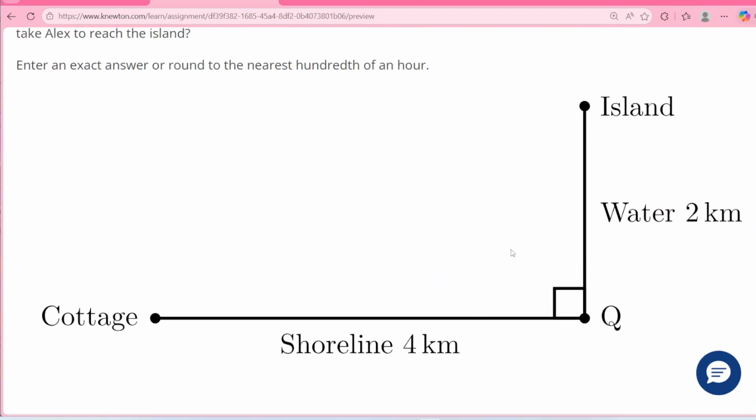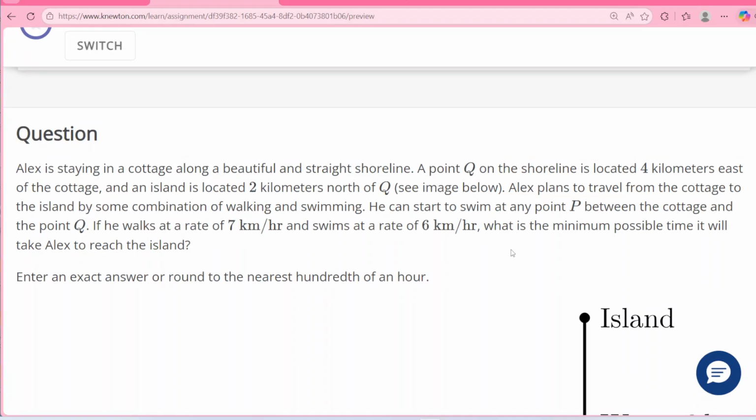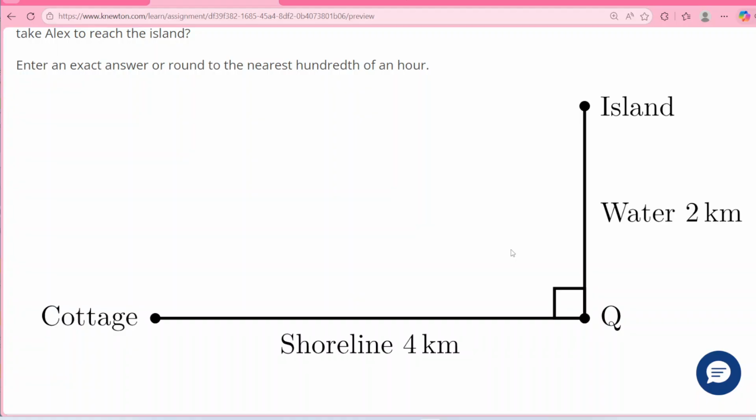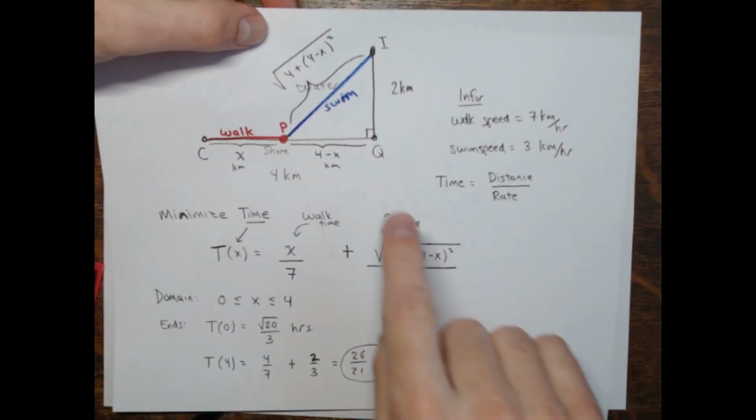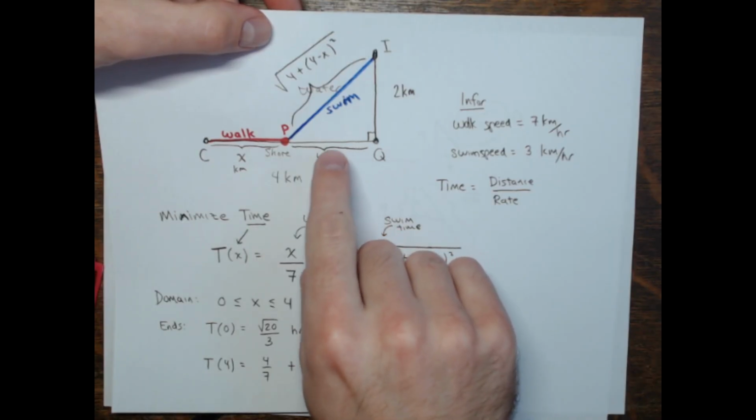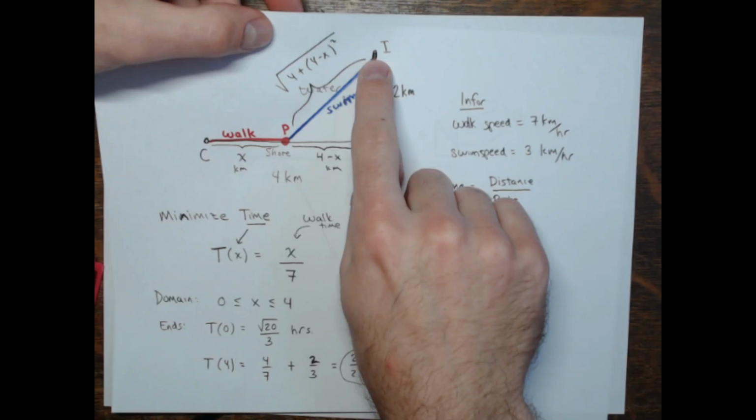All right. So this is very much like the problem from earlier. Where again, I'm going from a cottage to some point on the shore here and then swimming to this island. And it's still 4 kilometers, 2 kilometers, so not a heck of a lot would change from this picture here. Let me pull that up. I got my paper for that problem from earlier with the shoreline and the island. So that was this here. It's the same picture. Still 4 kilometers here, 2 kilometers there.